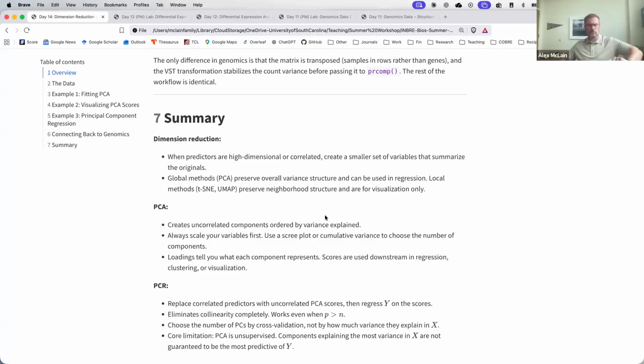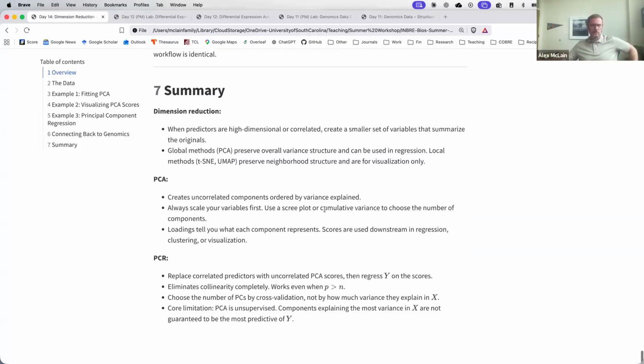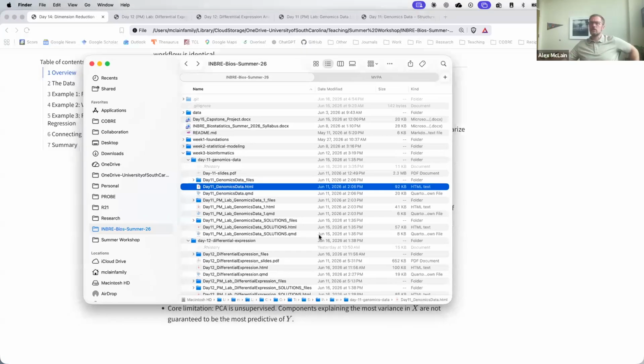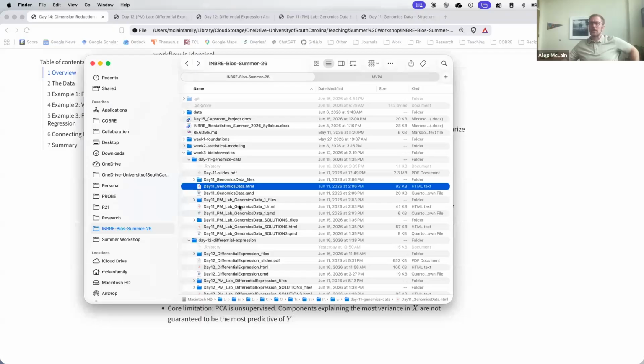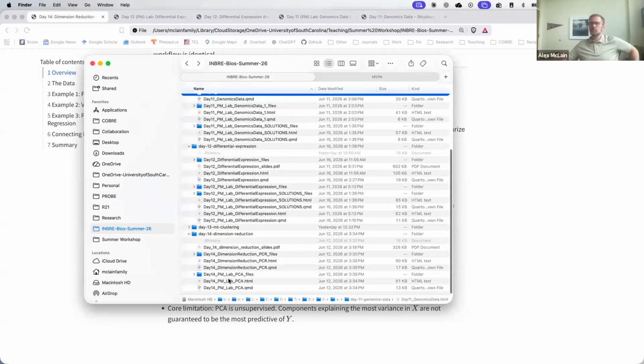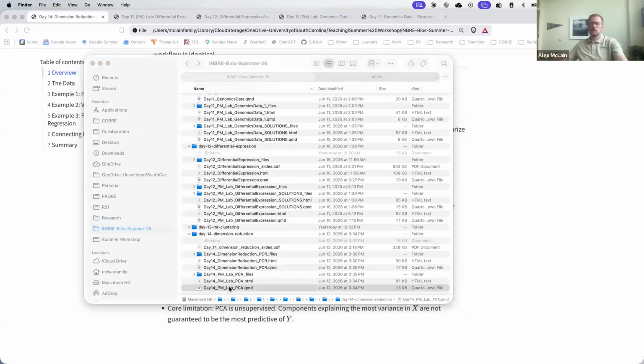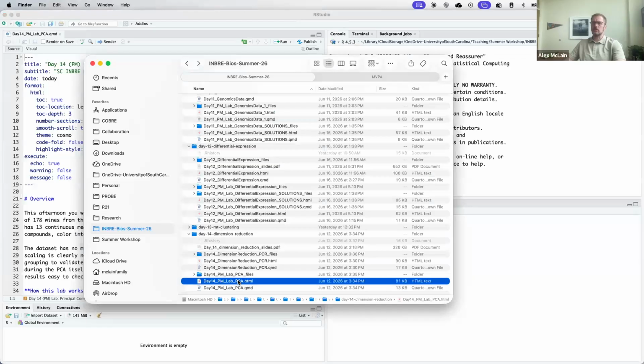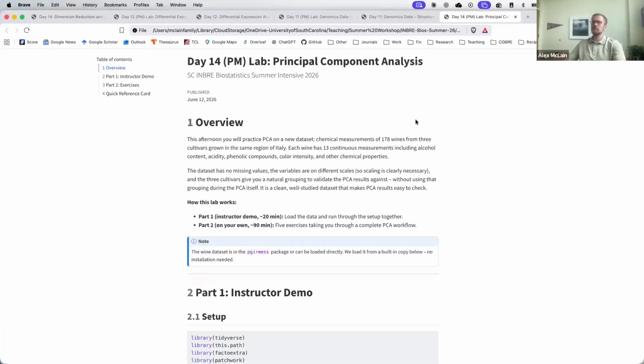Great. We still have about 15 minutes left here, so why don't we start on taking a look at the lab for today. We may as well. I'm going to open this up as a .qmd file, and in terms of the HTML.